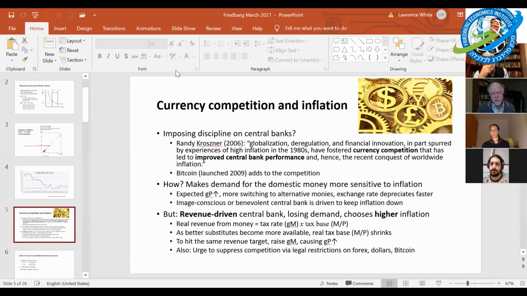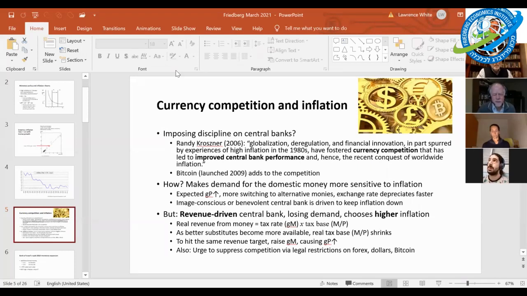And so that's a happy result of competition among central banks and hopefully competition with cryptocurrencies. But there's a caveat that I think Krosner overlooked, which is it depends on the central bank being benevolent or at least image conscious. There are other kinds of central banks for whom more competition brings higher inflation. And how does that work? Well, they're driven by revenue. So they're using printing money as a way of financing the government budget.